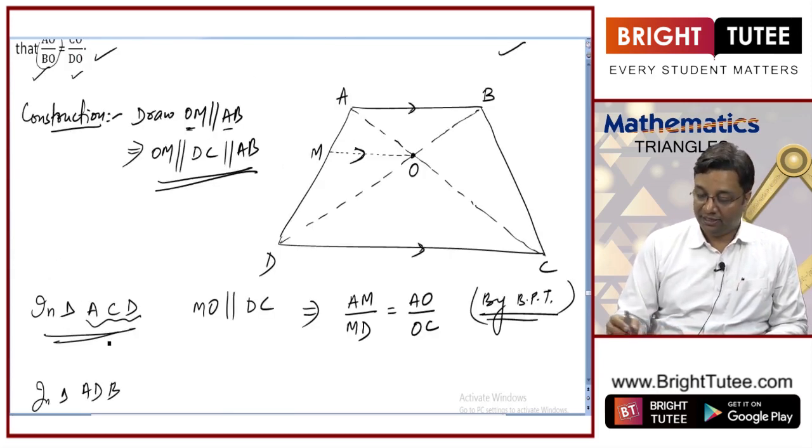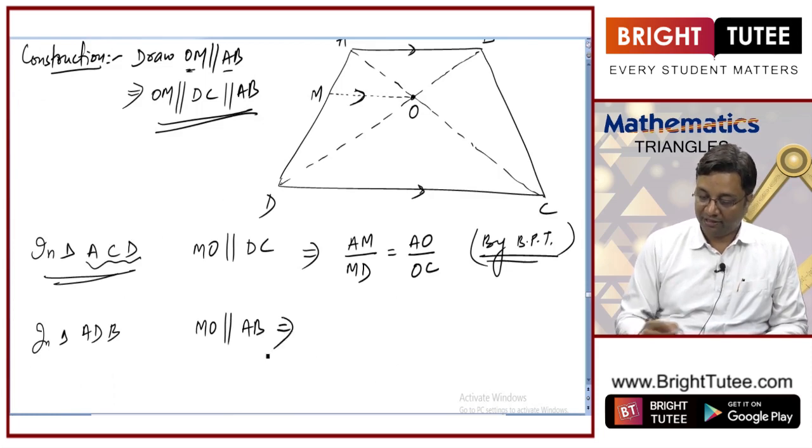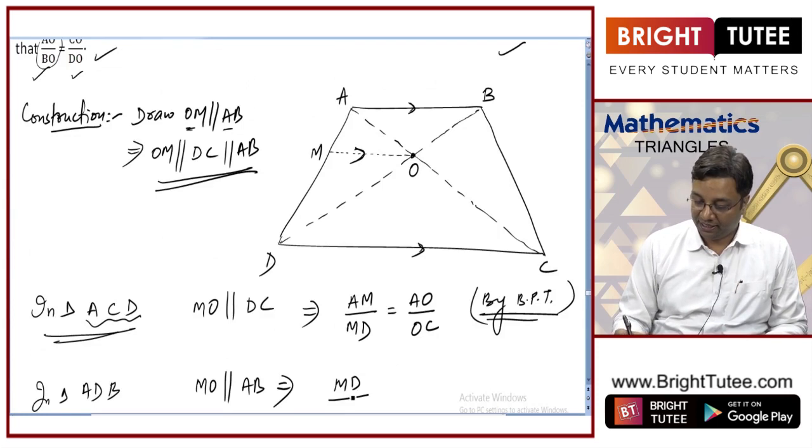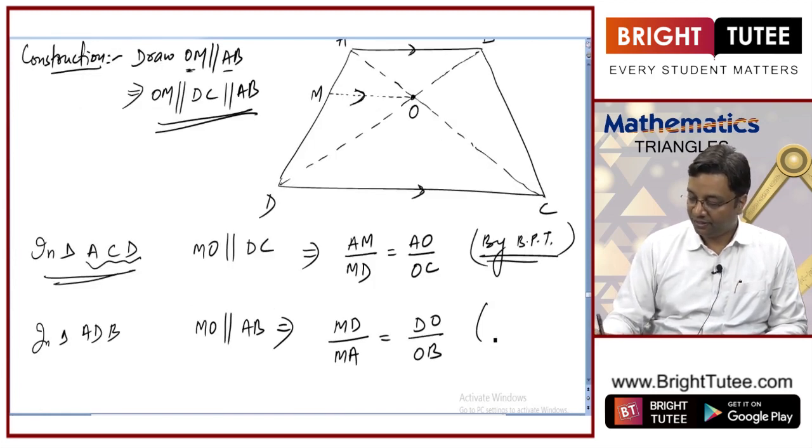Now look at triangle ADB. MO is parallel to AB. So this tells me that MD by MA is equal to DO by OB, again by BPT. So I have got two results, result 1, result 2.